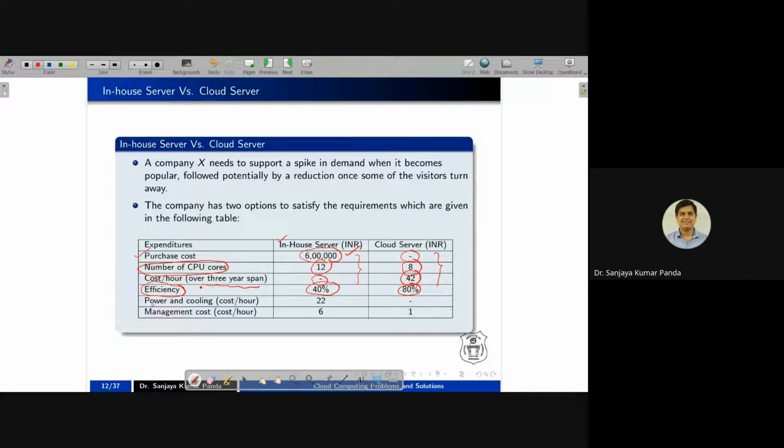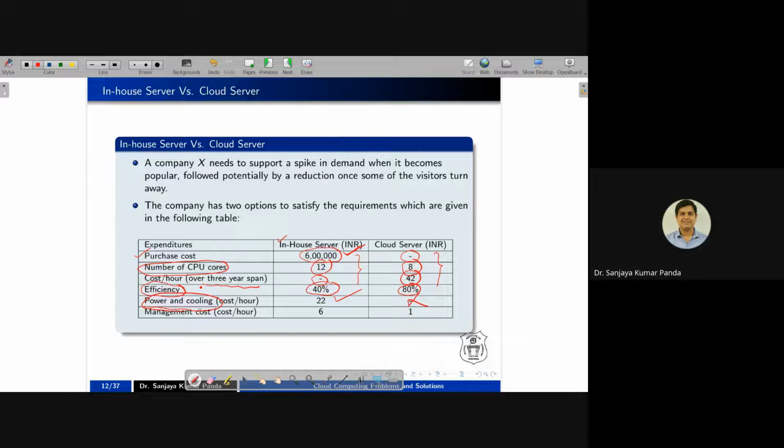Next, there is a power and cooling cost. That is also a cost per hour. If you maintain your own infrastructure, then you have to pay the power and cooling cost, right or not? But if you are renting a server from the cloud, do you need to pay the power and cooling cost? No, we are not going to pay the cooling cost. So this power and cooling cost will be paid by whom? The cloud service provider. So we need not worry about it.